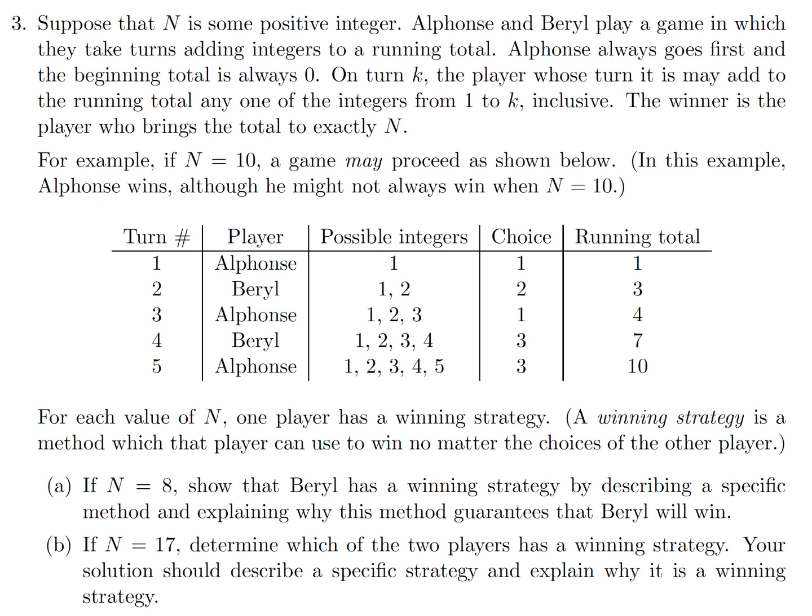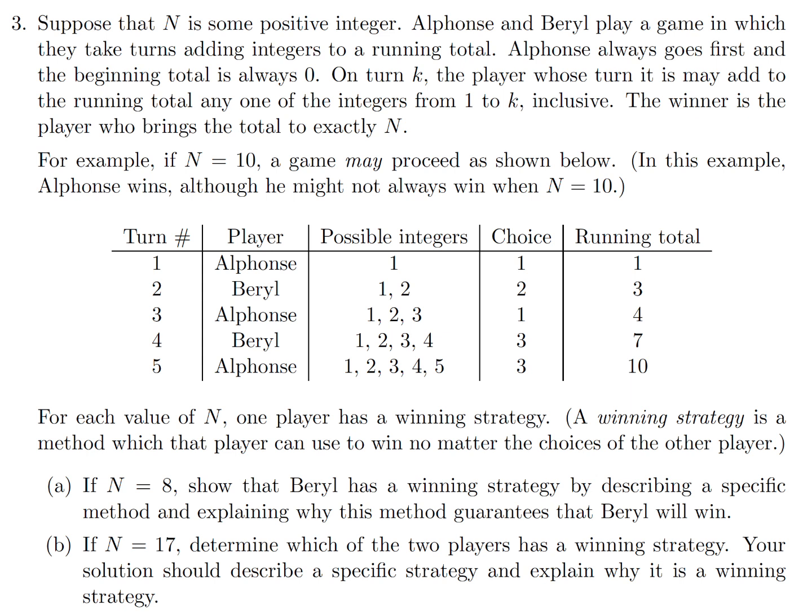Suppose that n is some positive integer. Alphonse and Beryl play a game. They take turns adding integers to a running total. Alphonse always goes first, and the beginning total is always 0. On turn k, the player whose turn it is may add to the running total any of the integers from 1 to k inclusive. The winner is the player who brings the total to exactly n.